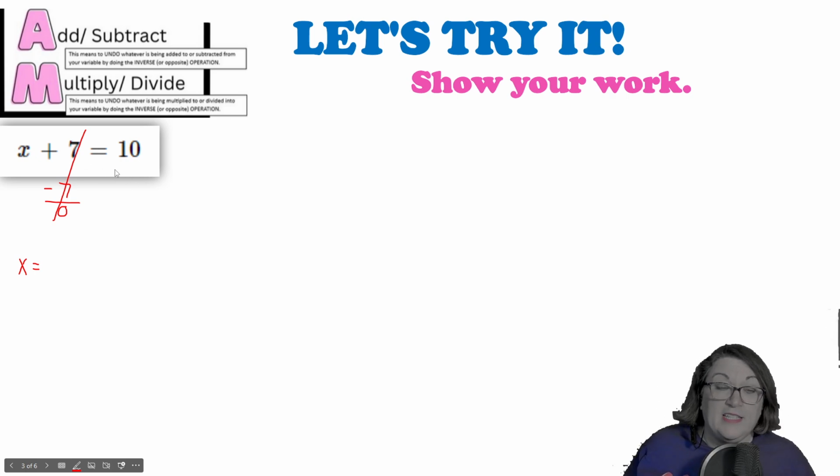Well, we're subtracting 7 on the left side, so now we need to subtract 7 on the right side. And when I do that, I'm going to get a 3. So my answer to this equation is x equals 3. Let's try a different one.